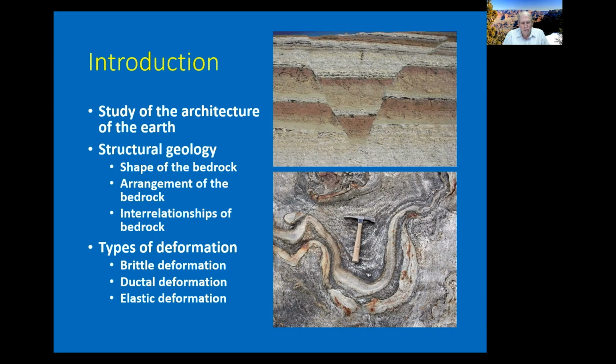In structural geology, we have three different types of deformation. We have brittle deformation, where the rocks break. We have ductile deformation, where they're deformed as a soft plastic. And we have elastic deformation, where the rocks are deformed and then returned to the shape that they were in.